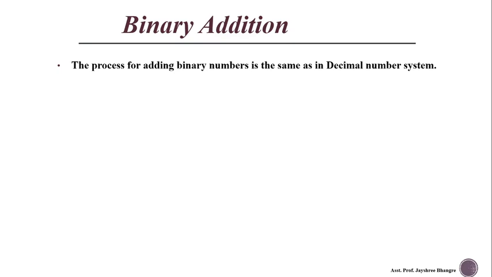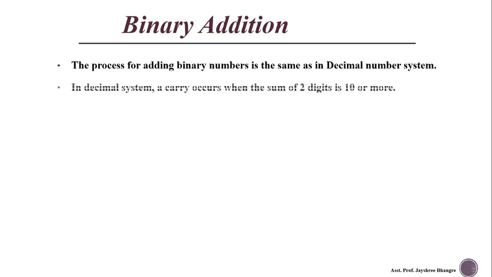The process of adding binary numbers in binary arithmetic is the same as the process of adding two decimal numbers in the decimal number system. In the decimal system, a carry occurs when the sum of two digits is 10 or more. That means the sum of two digits is a two-digit number, so we have to carry that to the next column.